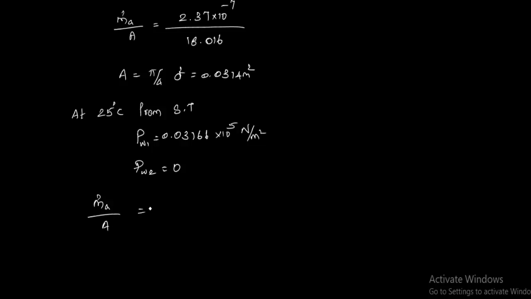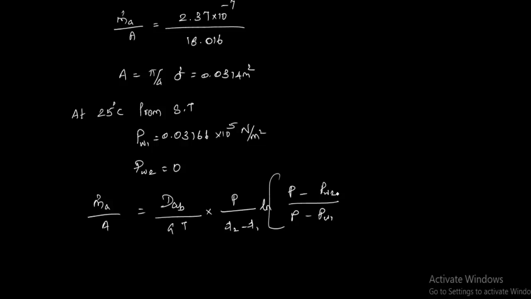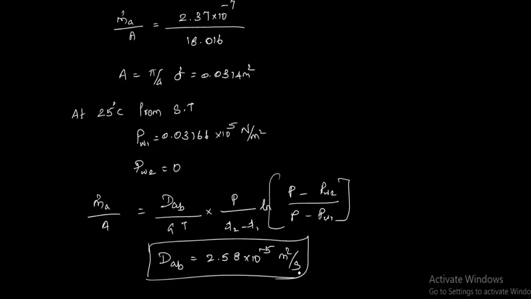M dot A equal to DAB divided by G into T into P divided by x2 minus x1 into ln of P minus PW2 divided by P minus PW1. Okay, substitute all the values in this formula. You can find out diffusion coefficient DAB as 2.58 into 10 to the power minus 5 meter squared per second. Okay, this will be your final answer.